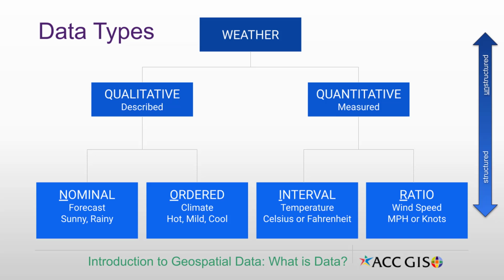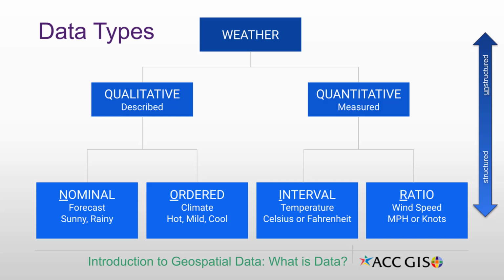If we build on that, we can look at weather and understand how we categorize weather data utilizing these nominal, ordered, interval, ratio data types, also known as NOIR, which is a good way to remember that. So with weather data, if we're just describing the weather, for example, via a forecast, it might be sunny, it might be rainy. That's an example of a nominal data type. The sunny is not more or less than the rainy, it's just different.